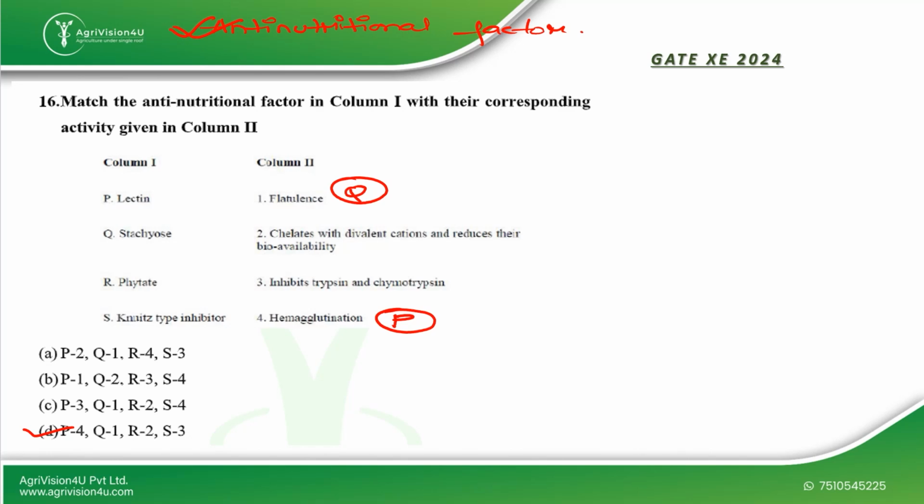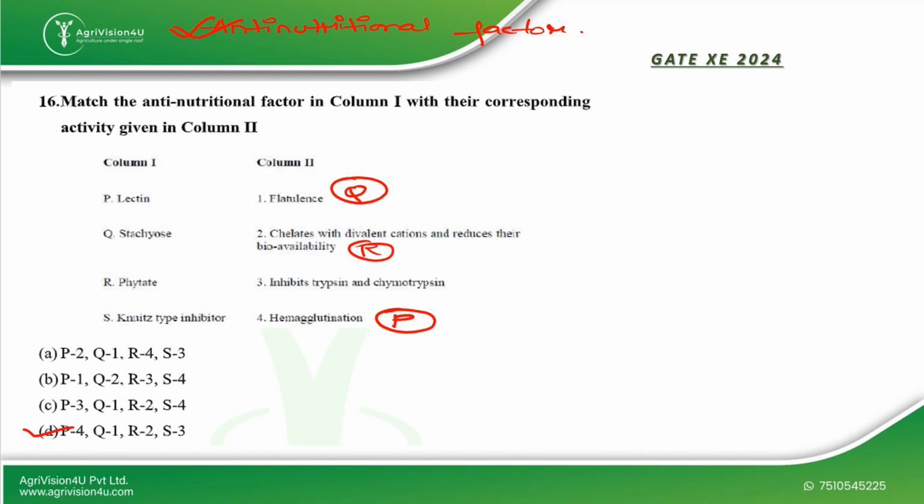Third, that is phytate. So phytate chelates with divalent cations and it reduces their bioavailability. So phytates or phytic acid are known for binding minerals, such as for example calcium, iron, zinc. This actually reduces their bioavailability by forming complexes with them. So phytate basically chelates with divalent cations and reduces their bioavailability. So option number R will be 2.